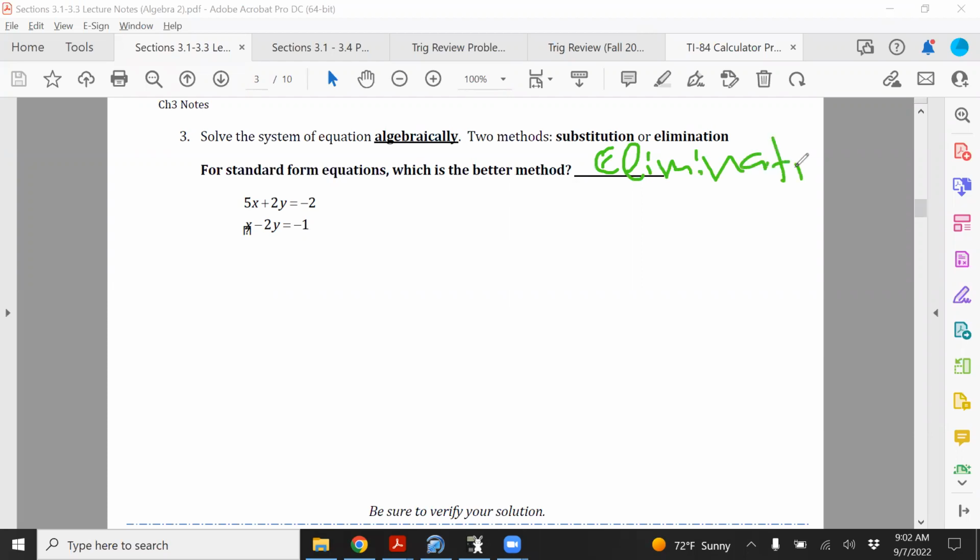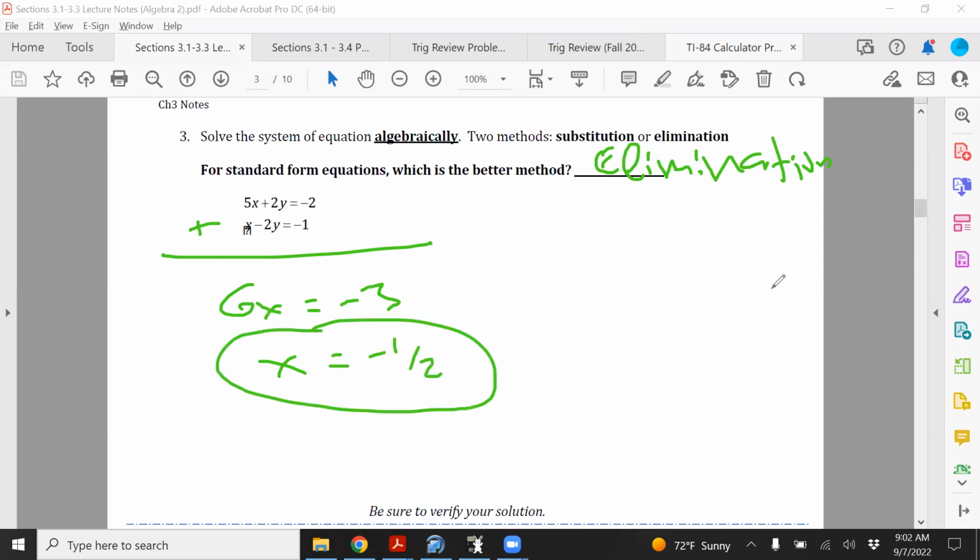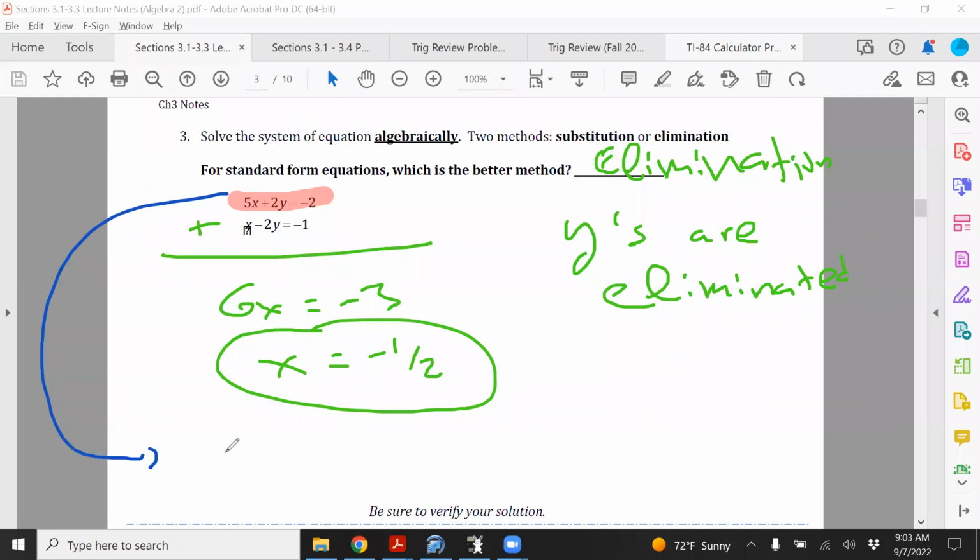And the reason why I'd use elimination is that if I add the equations, what's going to happen? If I add these 2 equations, what's going to happen? Yep. You get this. You get x equals -1/2. The y's cancel. The y's are eliminated. Once you know x is -1/2, it's your call which one you want to plug it back into. If I plug it back into the first, again, it's your call.